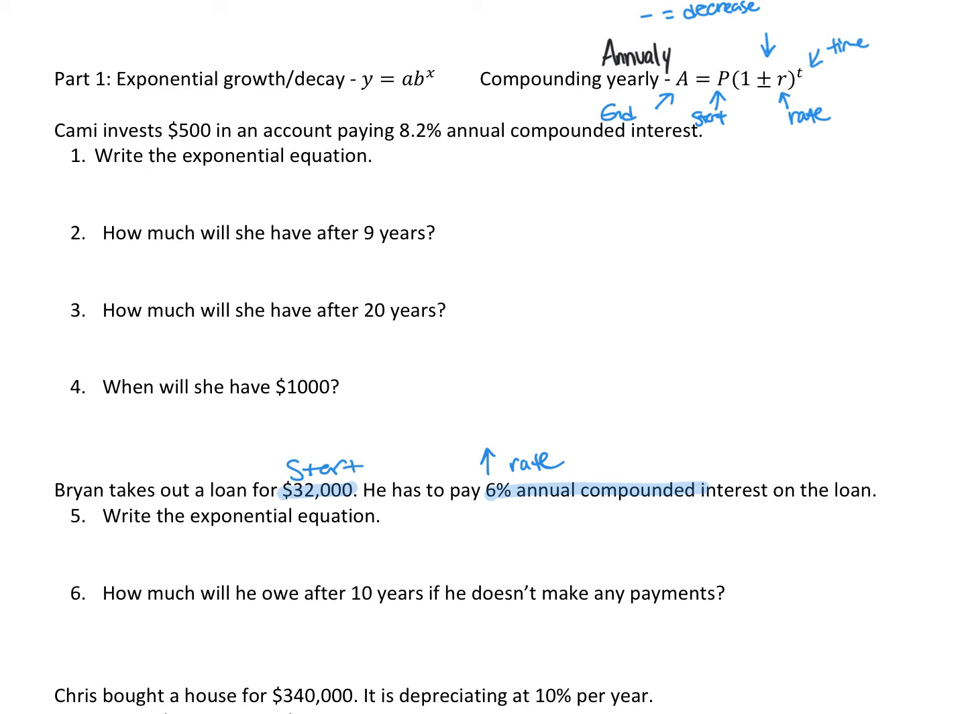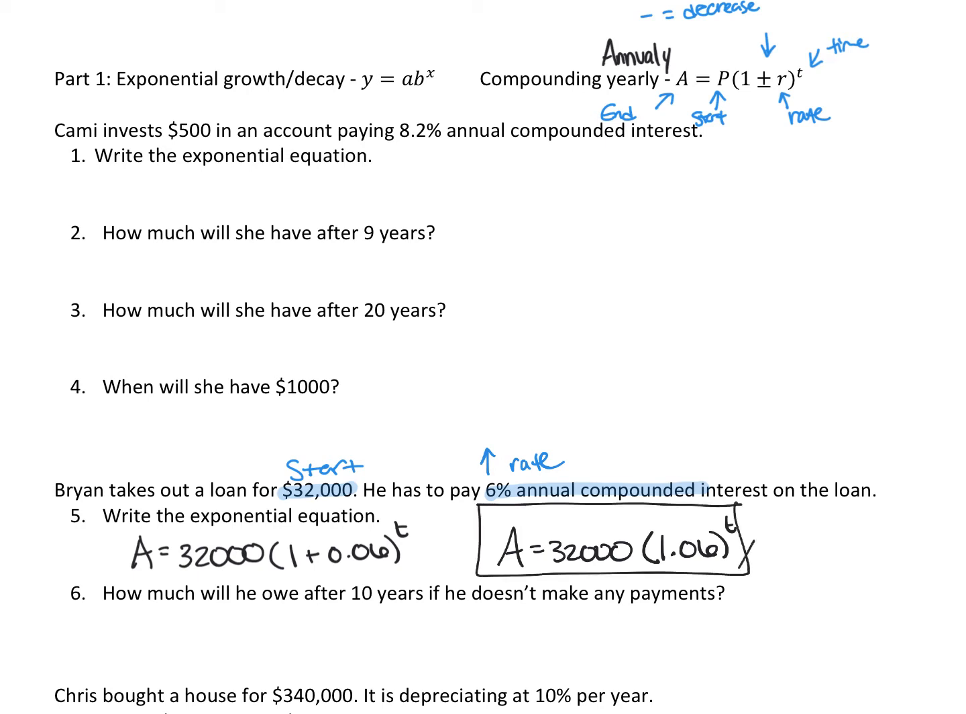So overall, to write my exponential equation, I can say that we have A is equal to 32,000, my start amount, times (1 plus 0.06, which is my rate) to the power of t. You can also add the 1 and the 0.06 and get A is equal to 32,000 times 1.06 to the t. I will accept either of these answers, however, I will be using this specific equation as we continue forward.